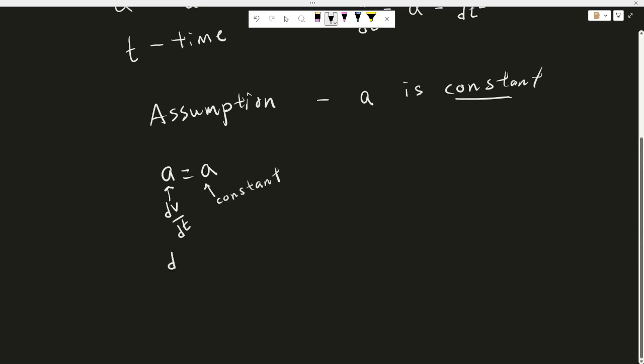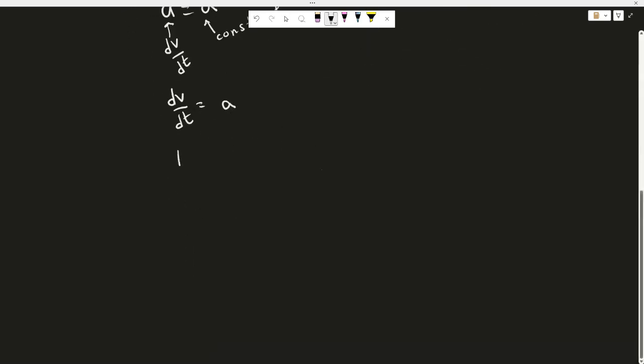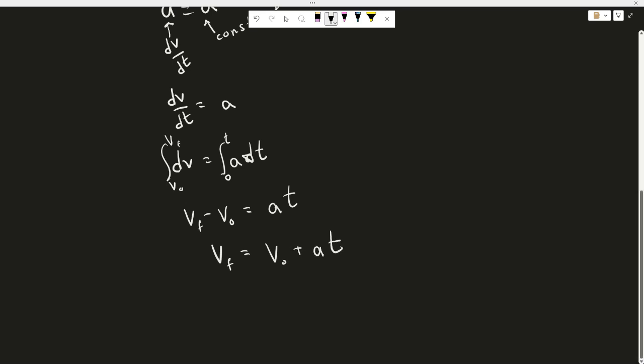So now I'm going to replace a with dv/dt and keep this a because that's just a constant value. So now that I have that, I can just do dv equals a dt and take the integral of both sides. Right, and this would have to go from time equals 0 to some time t. And this would have to go from some velocity, v naught, to some final velocity, v final. So now I get v final minus v initial is equal to a t. And so now I get my first kinematic equation, v f equals v naught plus a t. So this is our first kinematic equation.